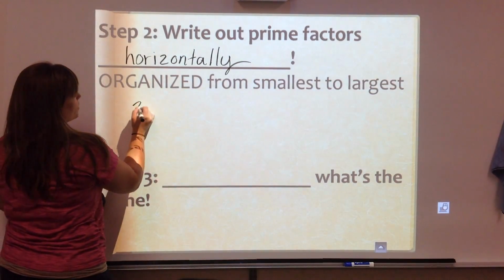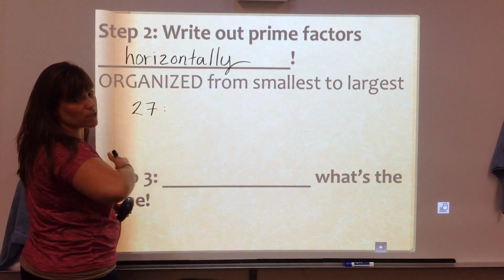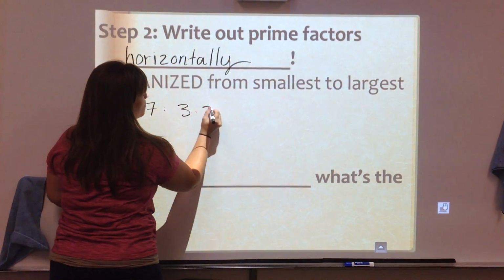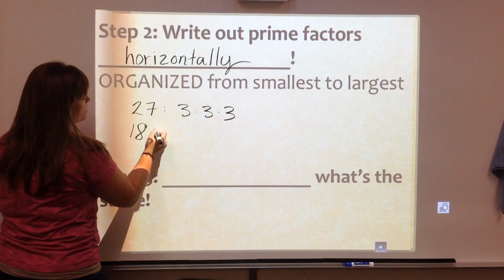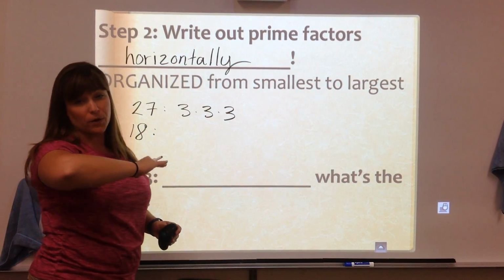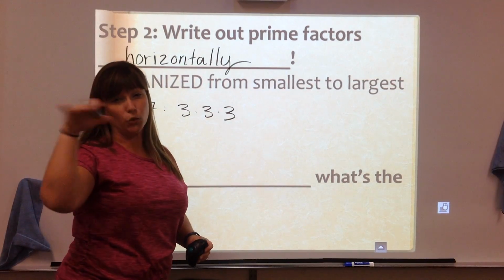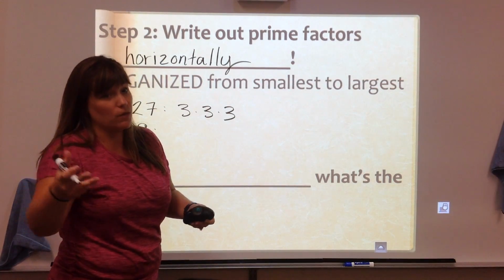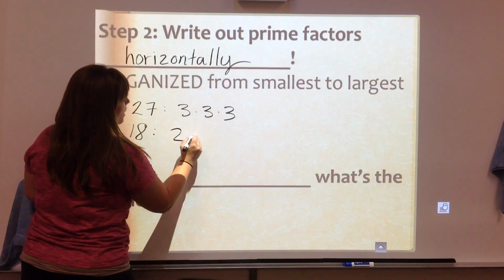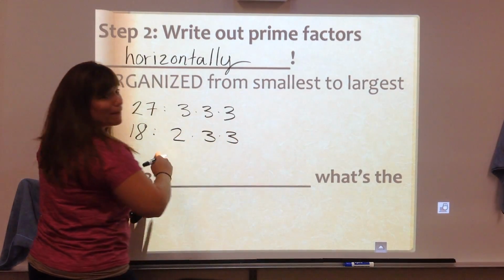So we're going to start with 27. That organization is really simple. It's just 3 times 3 times 3. Nothing to put in order. The 18 prime factors, now remember, we're going above and we're looking at that final row where they're all circled. Happen to be that in my example, I did them in order, but they might not be. You want to put the 2 first and then the 2 3s.